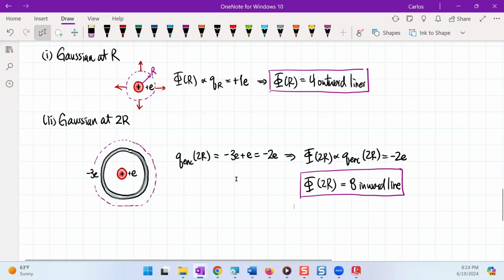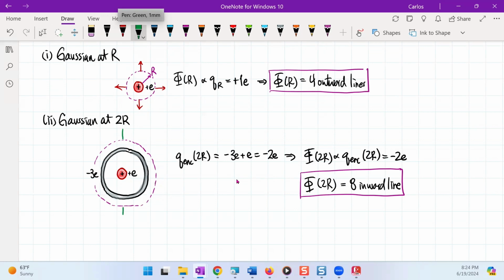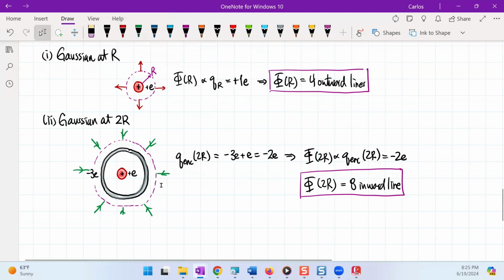So then through this Gaussian, what am I going to have? I'm going to have 1, 2, 3, 4, 5, 6, 7, 8. So through that Gaussian, I now know that there has to be 8 field lines right there.